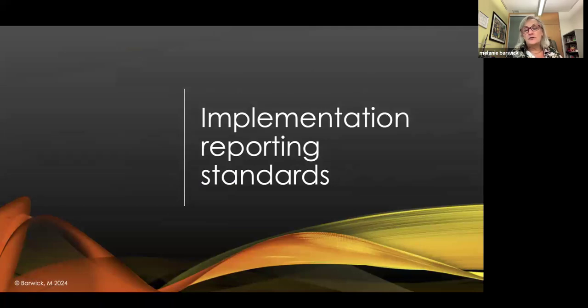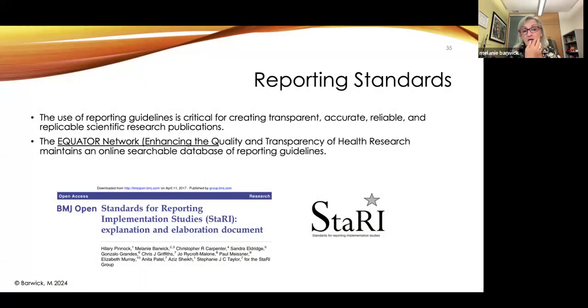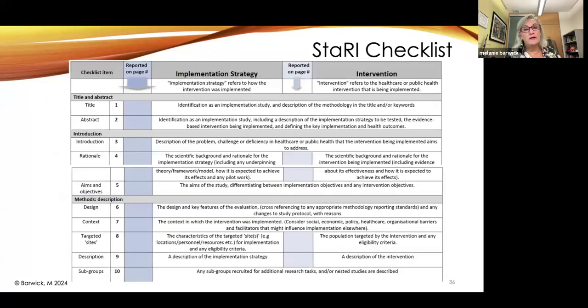Before I get into the 3 types of hybrid designs, I want to quickly mention reporting standards, and in particular, the StaRI, as I mentioned. You can find it on the Equator Network. And what's useful about reporting guidelines, obviously, is not just at the end of your research, but it really helps inform your methods. And this is the checklist for the StaRI.